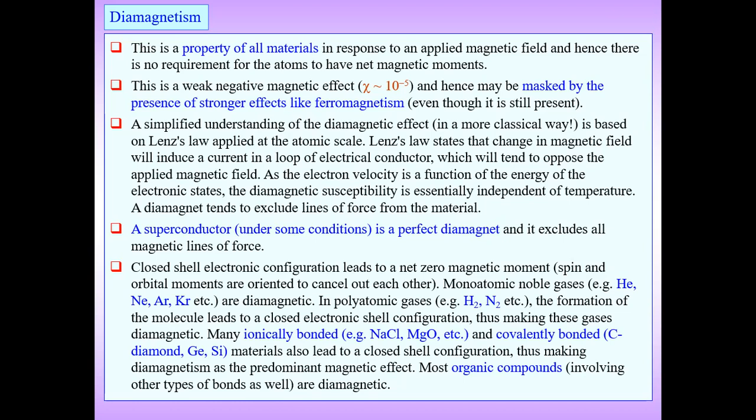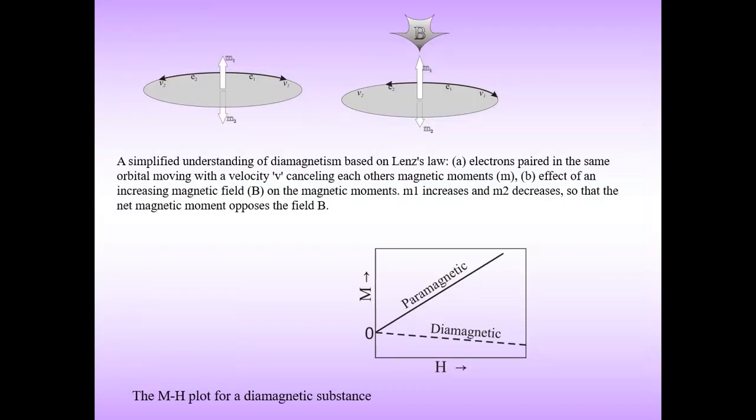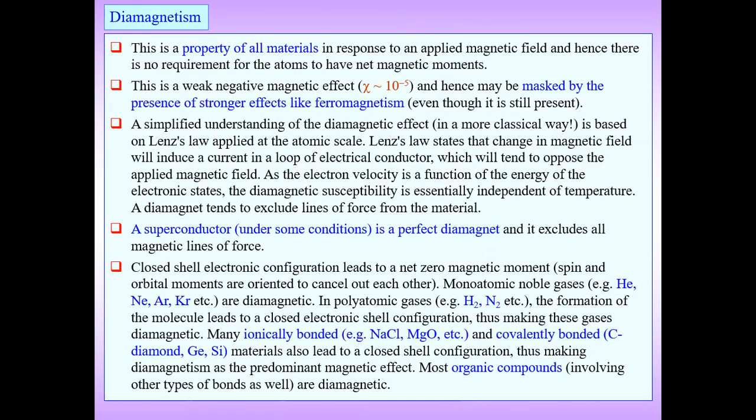A superconductor under some conditions is a perfect diamagnet, and it excludes all the magnetic lines of force. Closed-shell electronic configuration leads to net zero magnetic moment; spin and orbital moments are oriented to cancel each other out. Monoatomic noble gases, helium, neon, argon, krypton, etc., are diamagnetic.